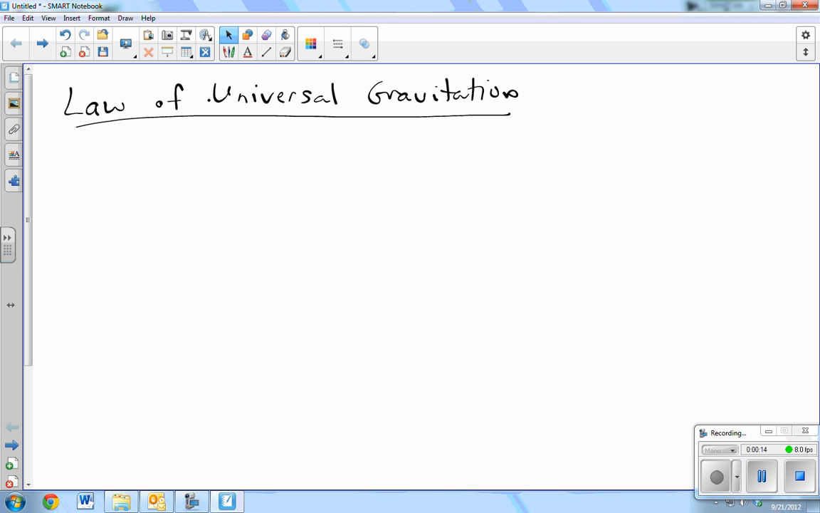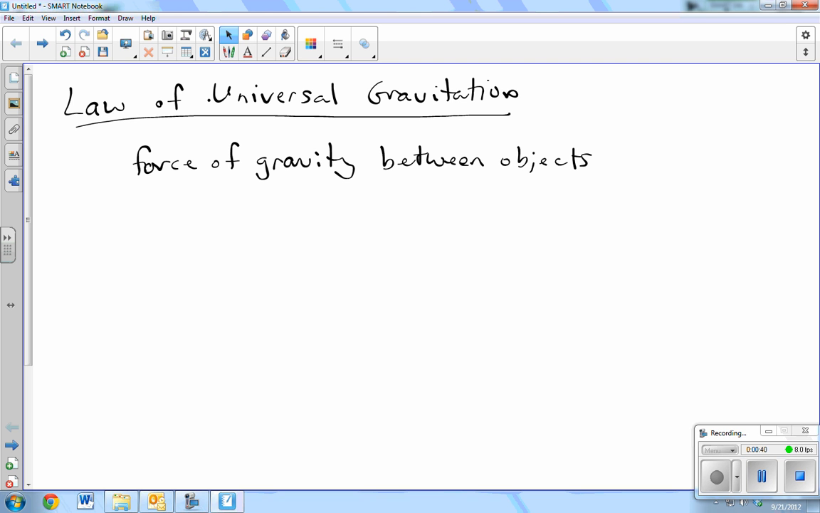Next topic in circular motion is the law of universal gravitation. The equation looks awfully intimidating, but don't get all worried about it. The law of universal gravitation explains the force of gravity between objects.